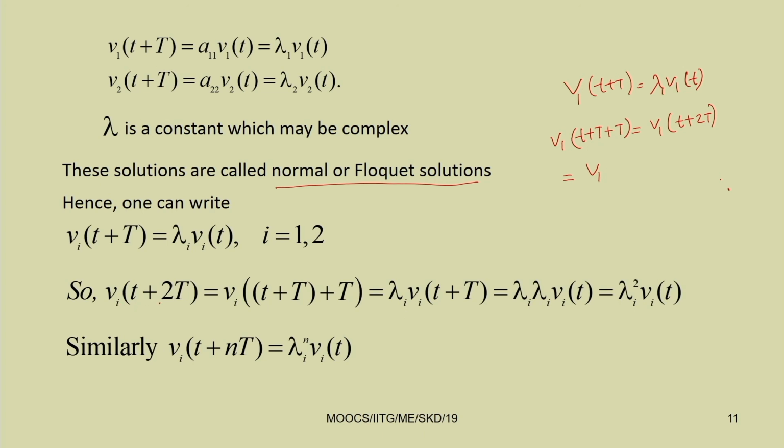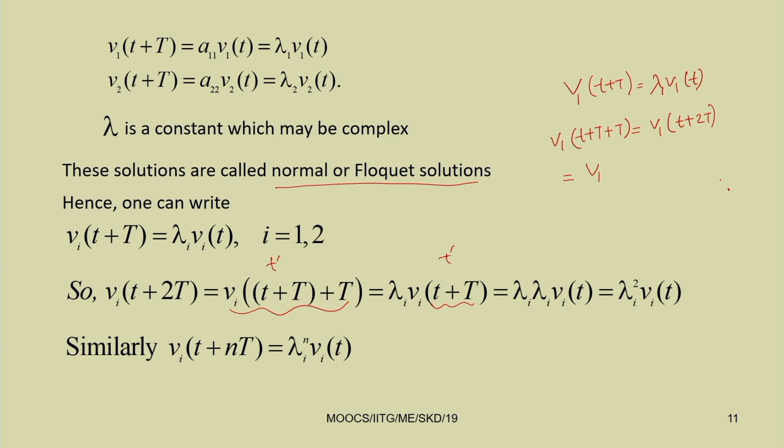So, V_i(t + 2T) can be written as V_i(t + T + T). Conveniently, let us take t + T as t dash. So V_i(t dash + T) will be nothing but lambda_i V_i(t dash). We have written t dash so that you will not get confused. So V_i(t + T + T), with t + T put as t dash, gives V_i(t dash + T) equal to lambda_i V_i(t dash).